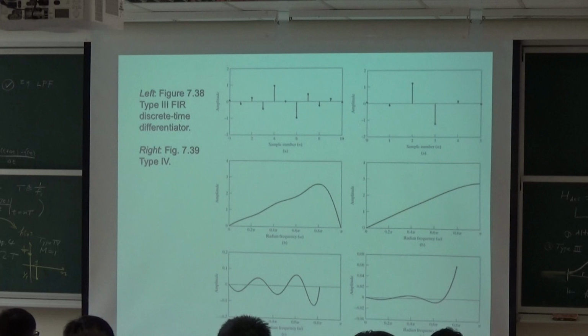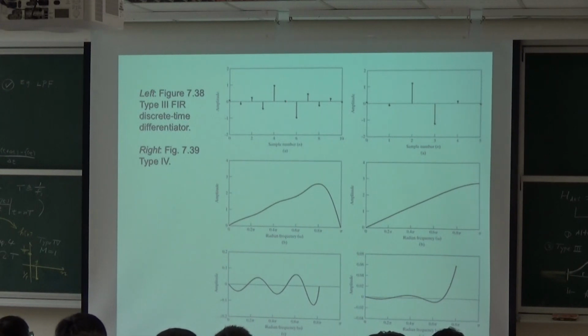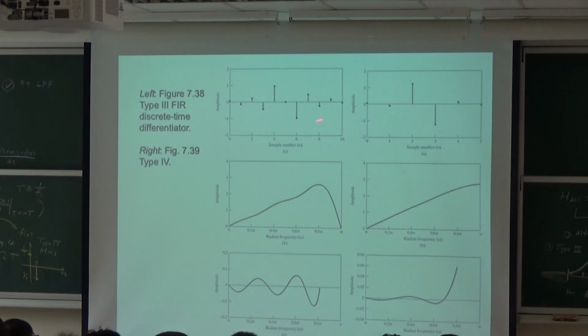So here on the left we have a type 3, okay? With a middle point, that's a feature of type 3, a 0 in the middle. But type 4 is like a modification of this thing right here, okay? We have no middle point, but we have two samples right in the middle. Otherwise, both of them are anti-symmetric around a certain time. But this is anti-symmetric around time 5, and that's anti-symmetric around time 2.5.